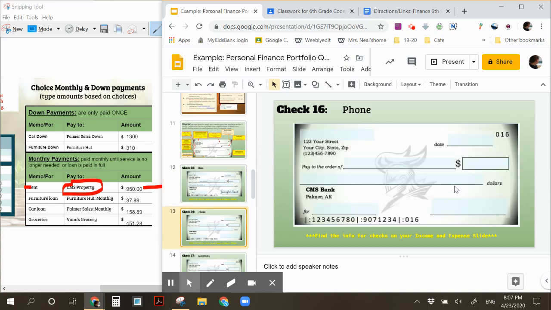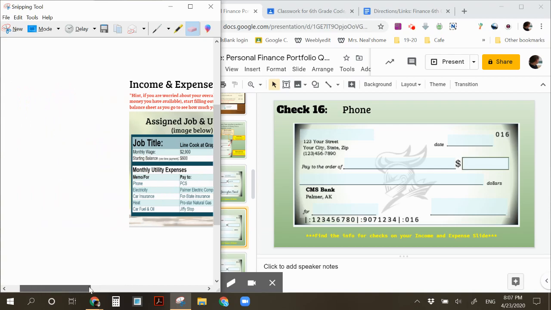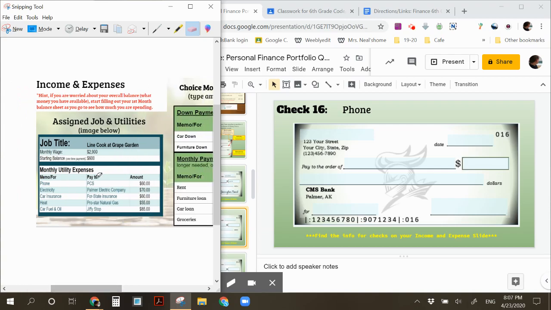My next check is for my phone, so I'm going to go over and find the information for my phone. So that was one that was assigned to me when I chose my job. So it's going to be on this side. And now I need to find the phone bill right here. Okay, and fill out the information based on that. So it is being paid to PCS. All right, so I'd write paid to the order of PCS. The amount is $60, so I'd write $60 here in numerical format and written format down here. And it's for my phone, signature, and everything else.